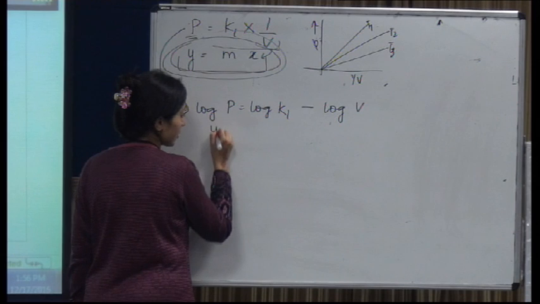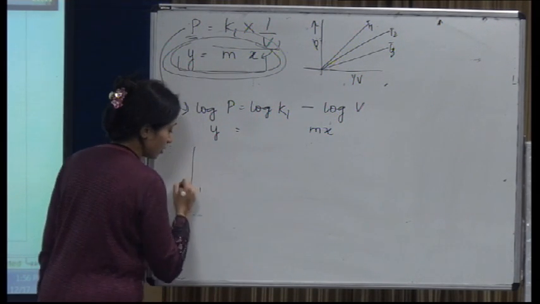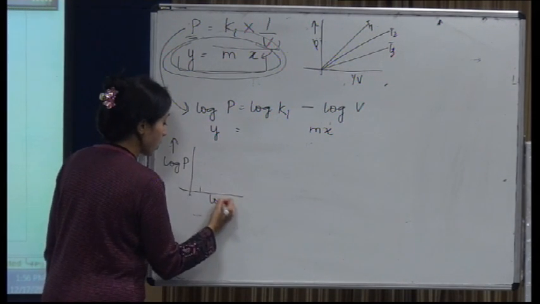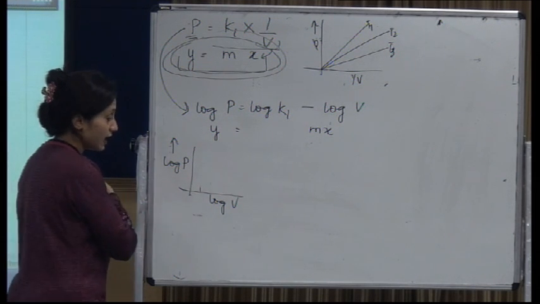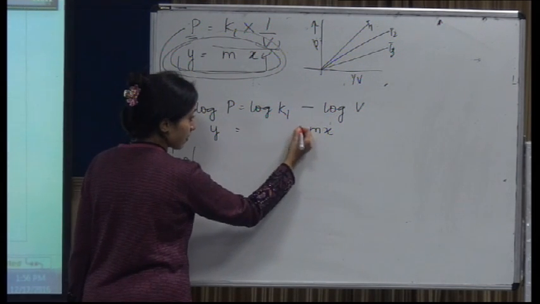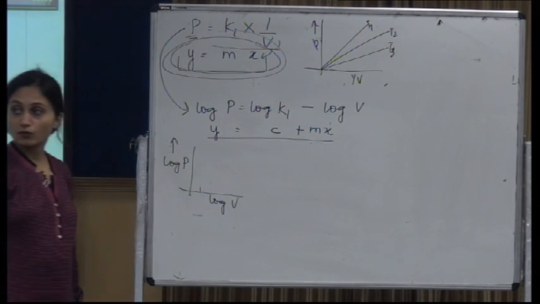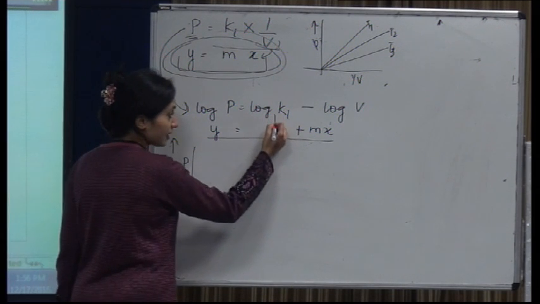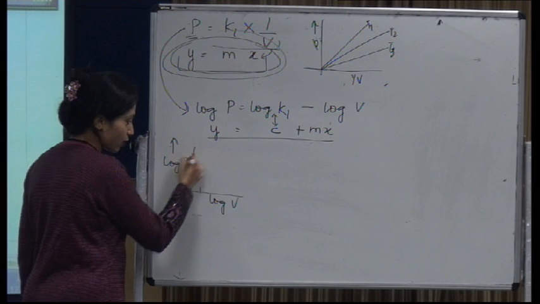This is an equation of a straight line. If I actually plot a graph between log P versus log V, then this is a relationship of a straight line with an intercept. Y is equal to mx plus c. And in this case, my intercept will be log K1, whatever intercept is made on the y-axis.